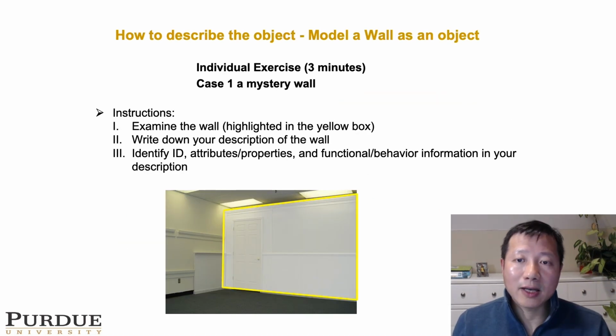So let's do an exercise, right? We said everything is an object, and an object has a unique ID, a set of properties and attributes, and also a set of behaviors or functions. Now take a look at this example. We would like to ask you to examine the wall highlighted in the yellow or orange box. This is a typical interior wall in a classroom setting. Now what I would like you to do is to write down your description of the wall, identify the ID, and list its attributes, properties, and functional behavior information if you can think of anything.